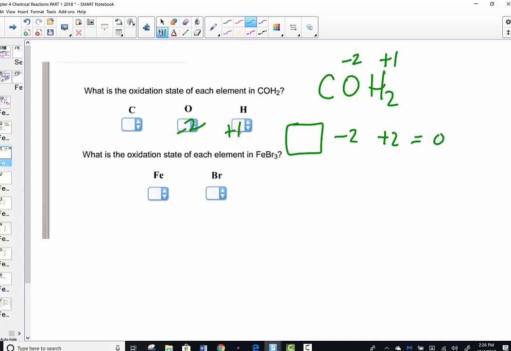Hydrogen is a +1 when bonded to non-metals. Oxygen is a -2. Right now, the total contribution of charge gives me 0. What added in that would keep me at 0? What is the oxidation number for carbon in this compound? It is 0.